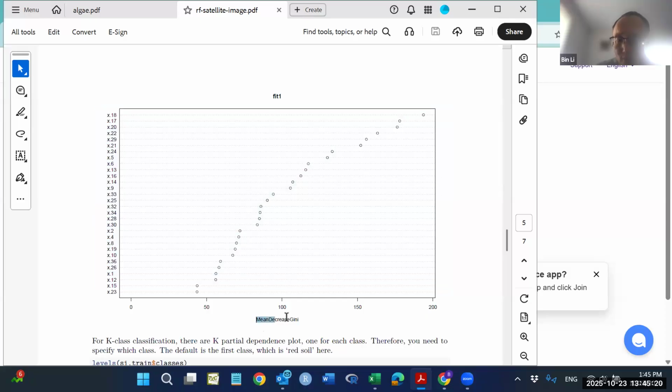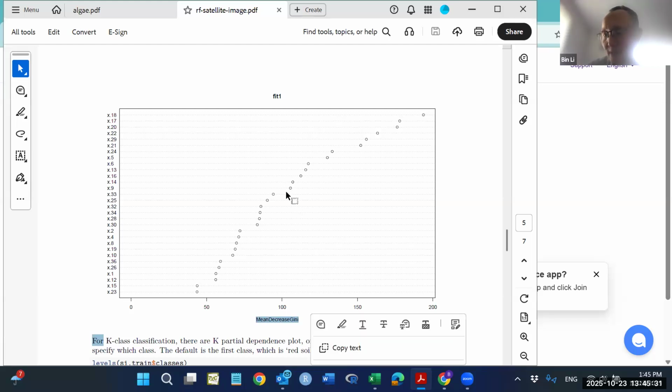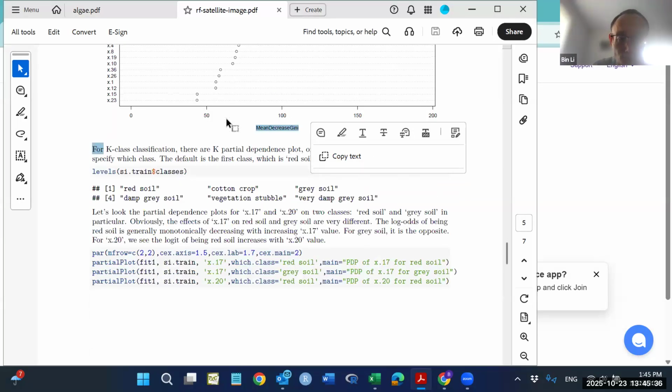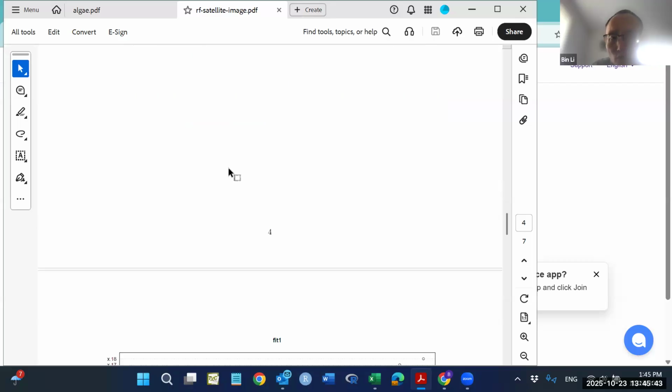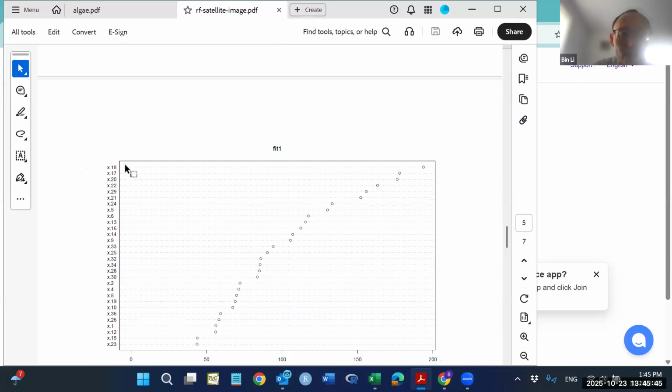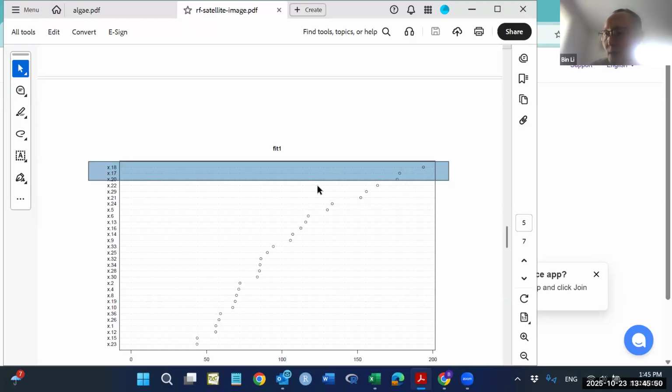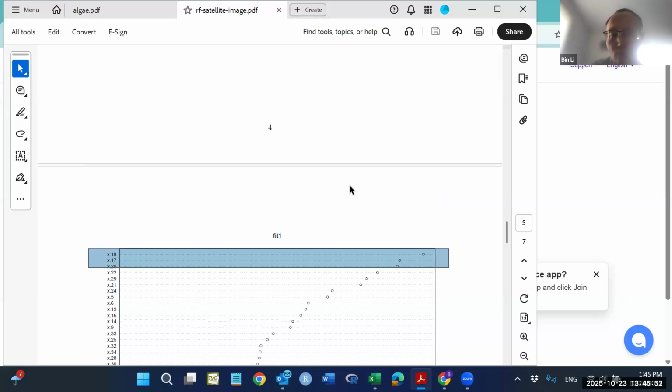Here I'm using the mean decrease in Gini index. That's the classic one, which is based on the variable improvement for each split, not based on the out of bag approach. Since X18, X17, X20 are the three most important, does that really mean something?